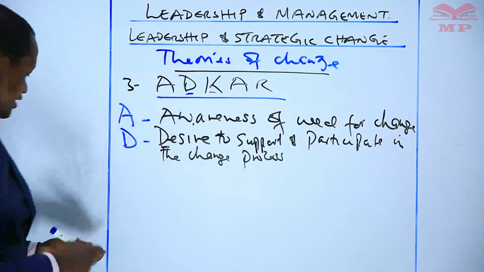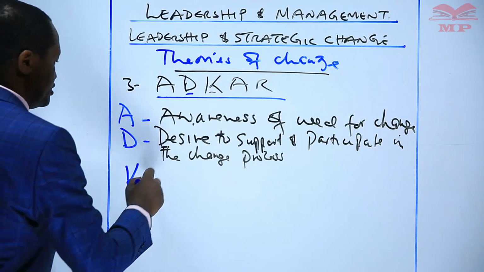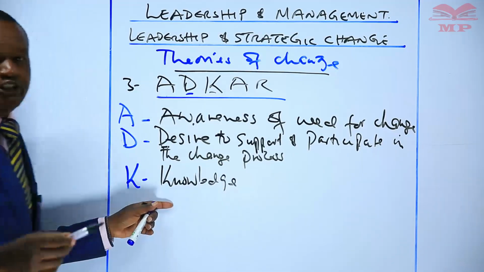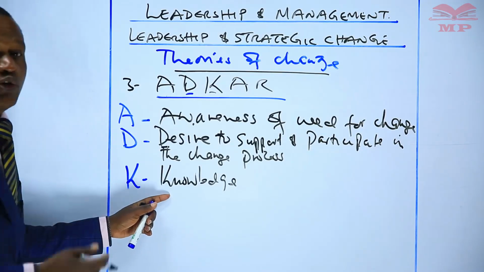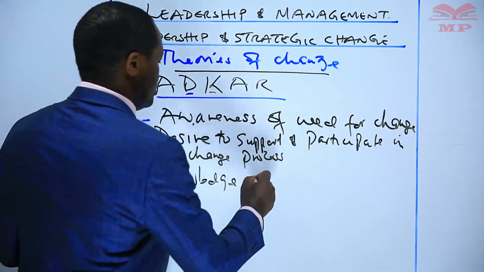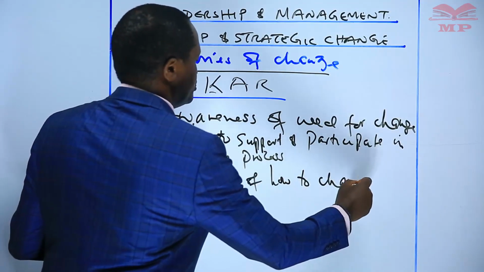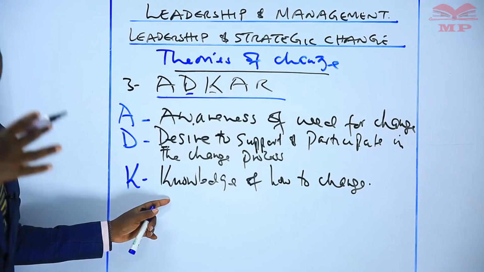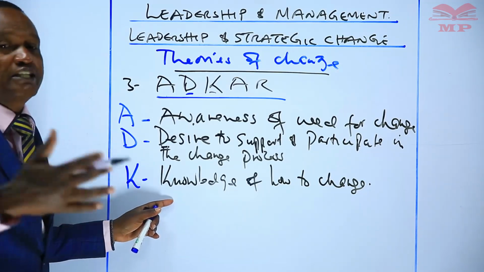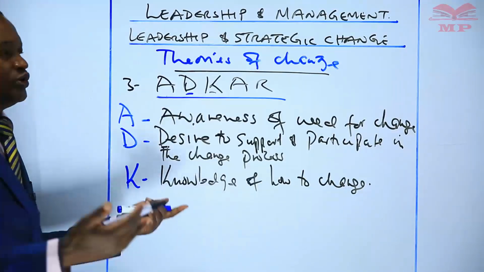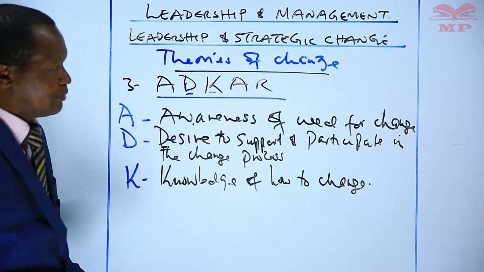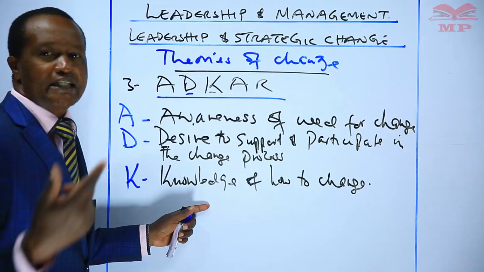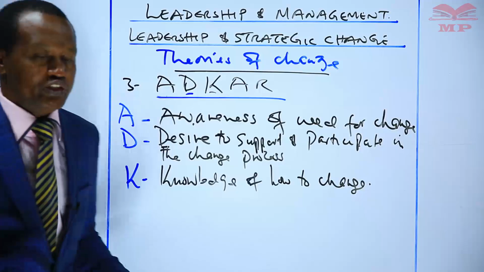Then letter K here stands for knowledge. K stands for knowledge. And this is just a knowledge of how to change. And candidates, knowledge represents the information, the training, and education that is necessary on how to change. It includes information about behaviors, information about the processes, information about the tools, the systems, the skills, the job roles, the techniques that are needed to implement change.